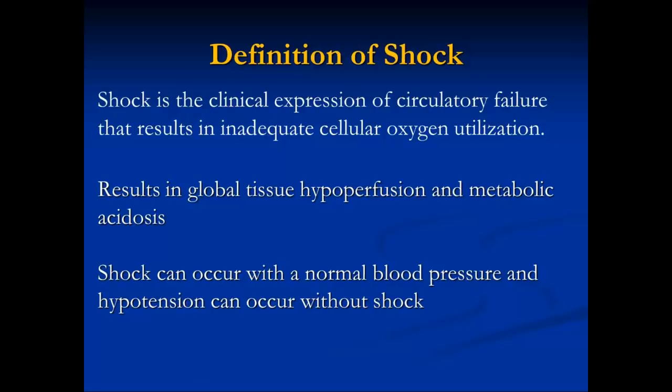You can have shock with normal blood pressure, and you can also have hypotension without shock. A typical patient who has hypotension without shock is a liver patient. Their blood pressure will be in the 80s, 90s, but they're not in shock. That means they don't really have any hypoperfusion or sign of hypoperfusion.